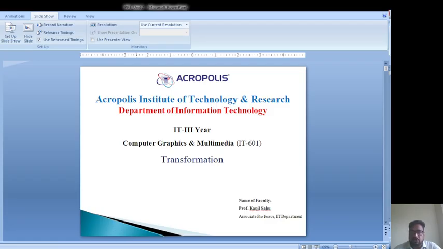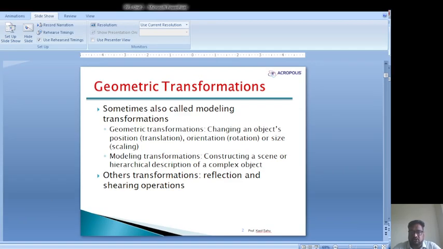Actually, there are two basic types of the transformation: geometric transformations and the modeling transformation. Geometric transformations are the basic transformations, meaning translation, rotation and scaling. Modeling transformation means whenever we want to create any scene according to the demand of the video or the user, then this is the modeling transformation.